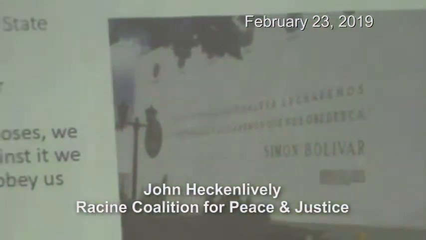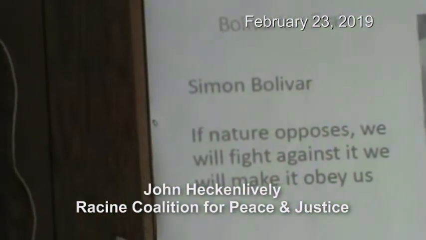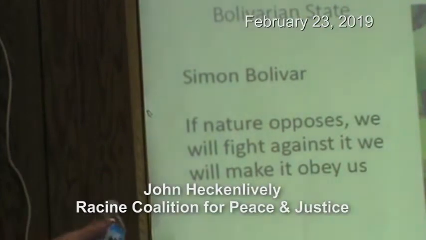And this is of course, the name of Venezuela is the Bolivarian state of Venezuela. And Simón Bolívar, and this is right in downtown Caracas. "If nature opposes, we will fight against it. We will make it obey us." Which is certainly bold.